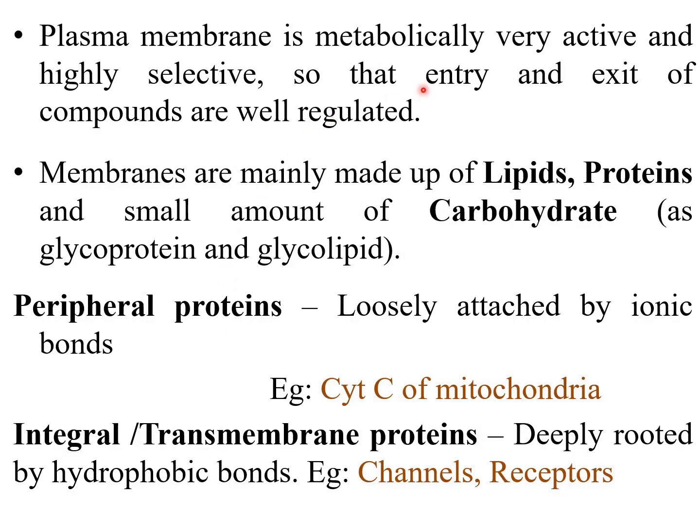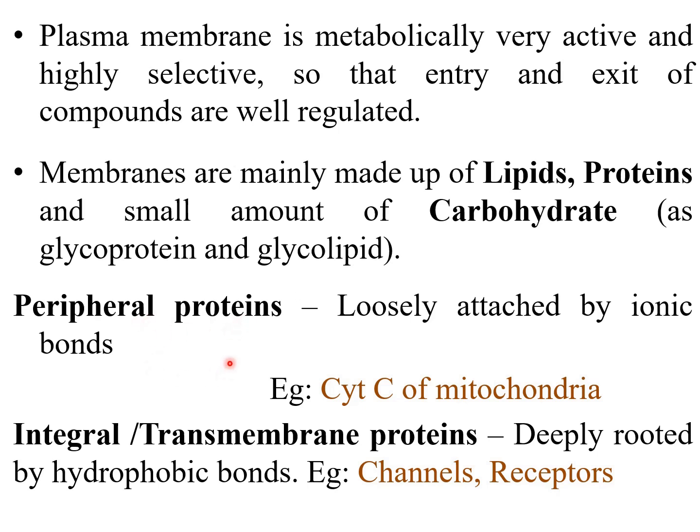So the plasma membrane is metabolically very active and highly selective. That is a very important keyword. It is permeable to nutrients, so that entry and exit of the compounds are well regulated. Membranes are mainly made up of lipids, proteins, and a small amount of carbohydrates such as glycoproteins and glycolipids.